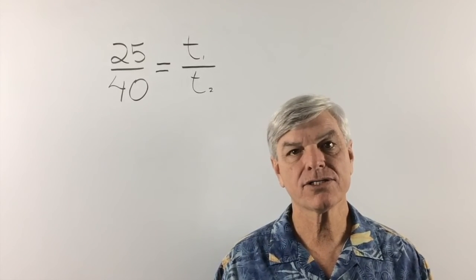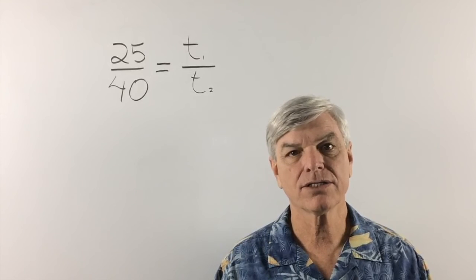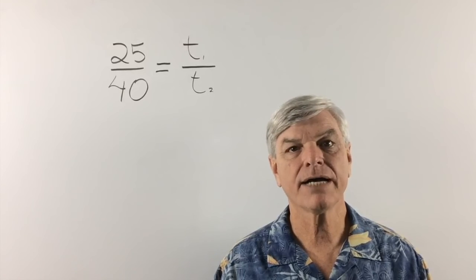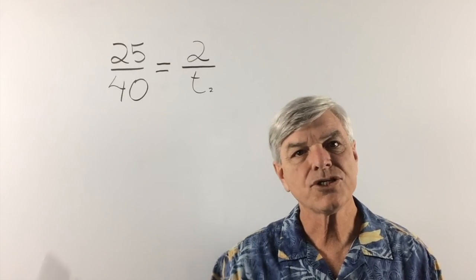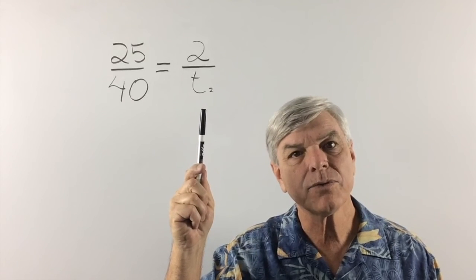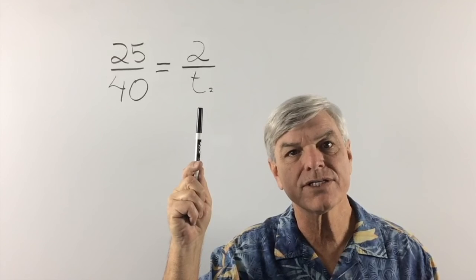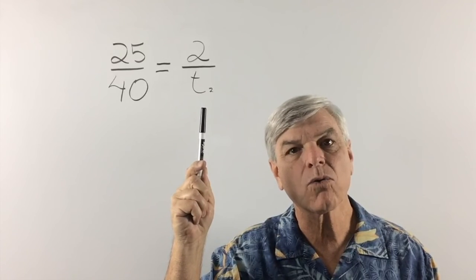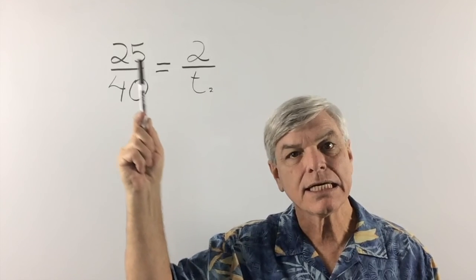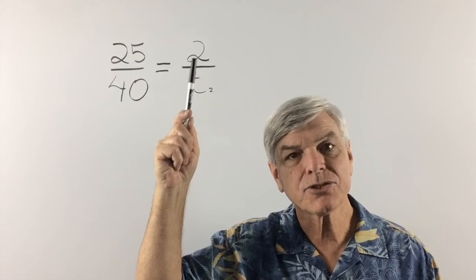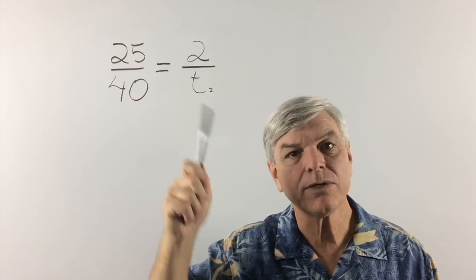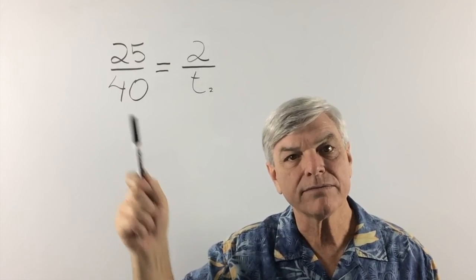The price of the goods sold the first time was $25. The second time it was $40. The taxes the first time, T1, was $2. So what were the taxes the second time? Now there's two ways to solve this. You already know how to solve this the old way. I'm going to show you a new way. We're going to cross multiply. And so the product of the means equals the product of the extremes. So we're going to do 25 times T2 equals 2 times 40.